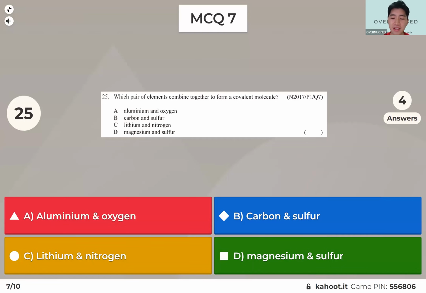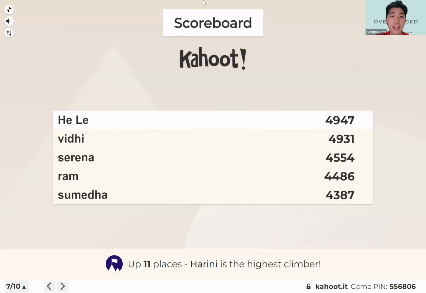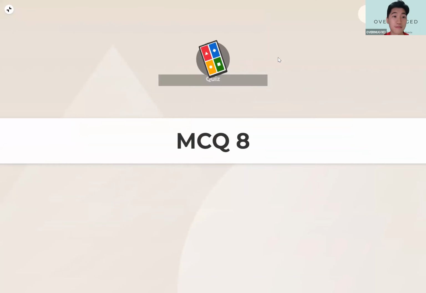Covalent is between what and what? Metal, non-metal? That's ionic. Covalent means non-metal and non-metal. So which pair would form a covalent molecule? I think most of you managed to get this right. Just need to remember we're dealing with non-metal covalent bonds.